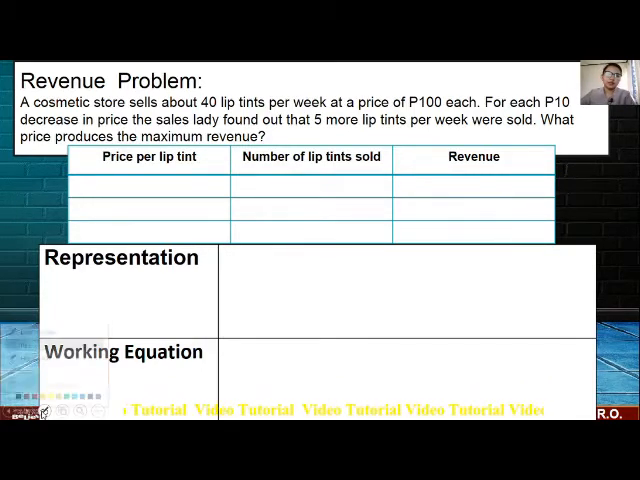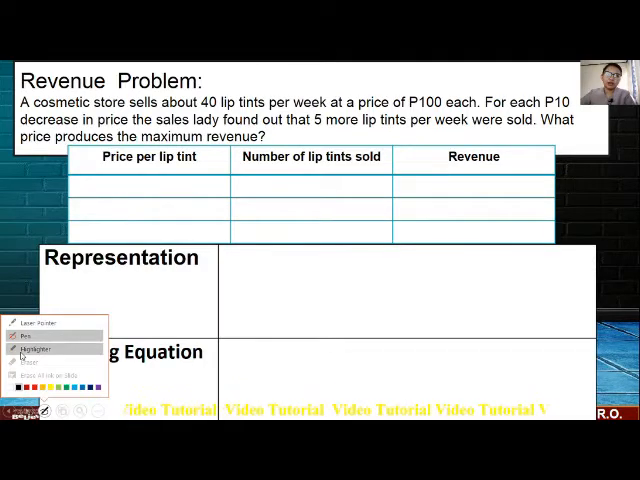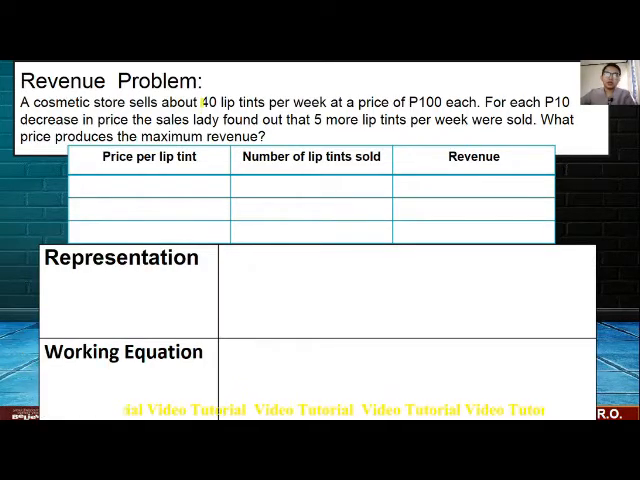So let us first identify what are the given facts in our problem. As you can see, 40 lip tints are sold at 100 pesos each. The sales lady found out that if we decrease the price by 10 pesos, making the price 90 pesos, there will be an additional 5 lip tints sold. The problem is asking, what is the price that produces the maximum revenue?